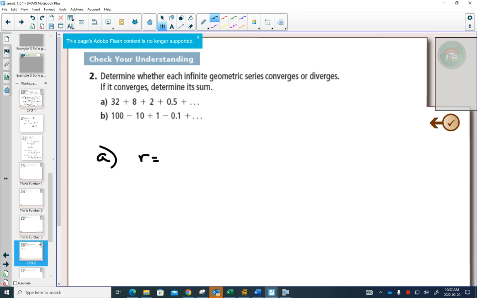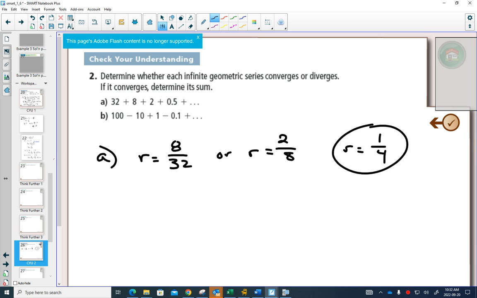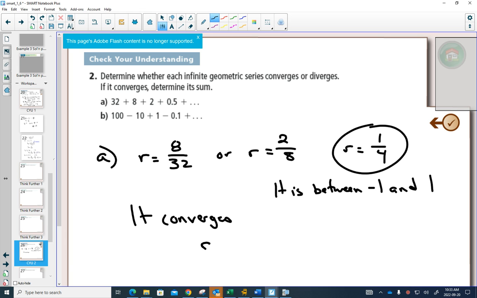So for example, I could take 8 and divide it by 32, or I could take 2 and divide it by 8. Either way, if I simplify these, I notice I'm just dividing by 4 each time, so my R value is 1/4. It is between -1 and 1, so we can say it converges, and we are now allowed to use the infinity formula.